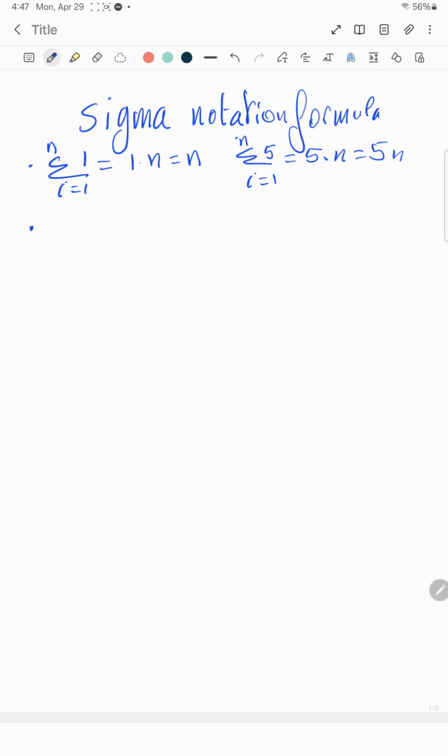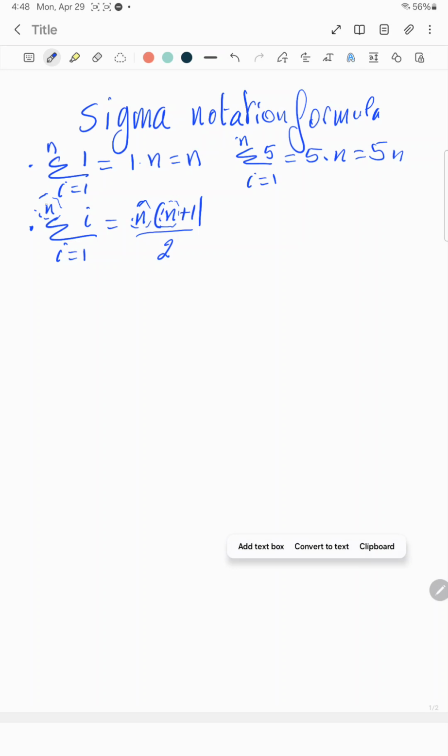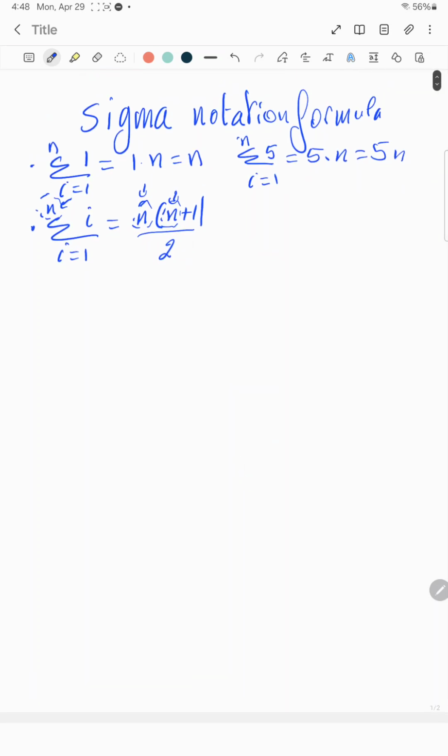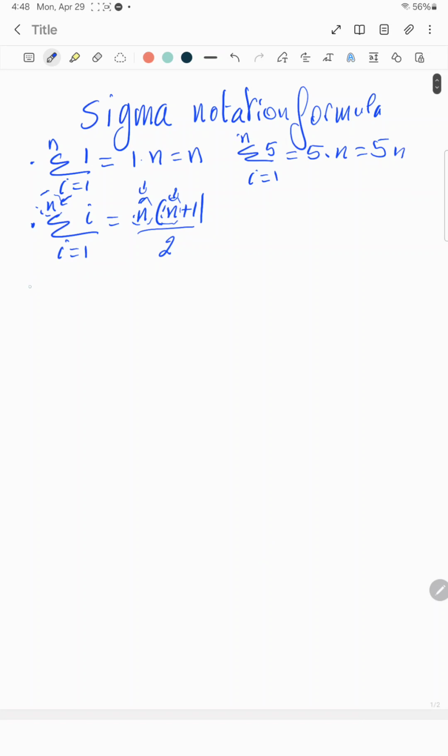The second formula is the sum of i equal 1 to n of i. It's equal to n times n plus 1 divided by 2. And I want you to realize that this n that is here is the same n that is here. So if I have sigma i equal 1 to 50, my n here becomes 50 and this one becomes 50 because this is 50. And this is true for all the formulas that I will give you now.